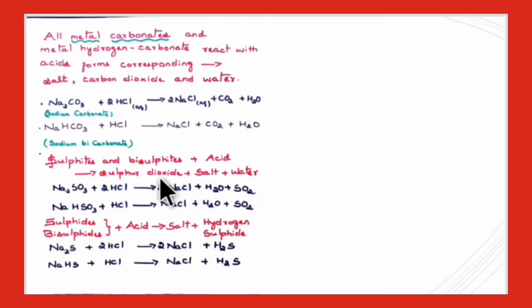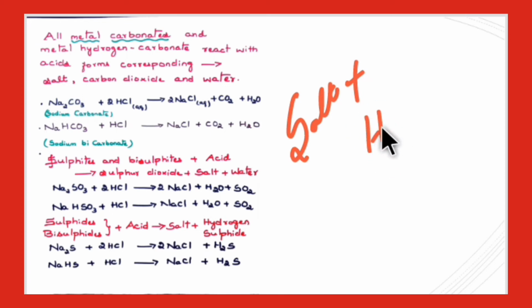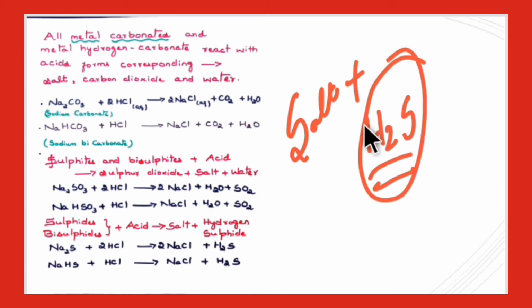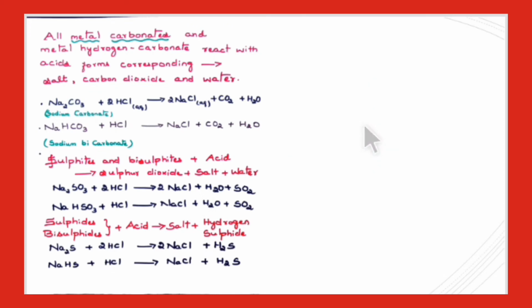Moving on to sulphides and bisulphides, when sulphides or bisulphides react with acid, they form the respective salt and hydrogen sulfide. Okay, salt plus hydrogen sulfide, H2S. So these are the very important points related to TET exams as well as for GPSTR exams.